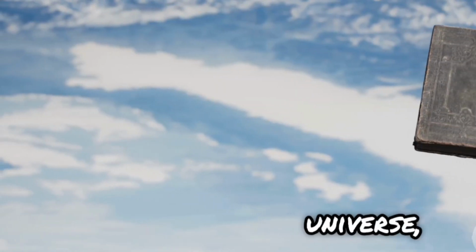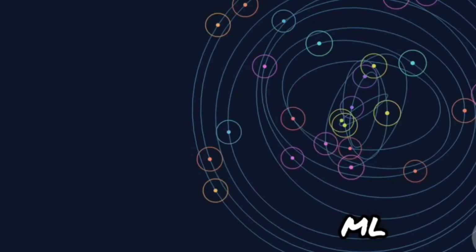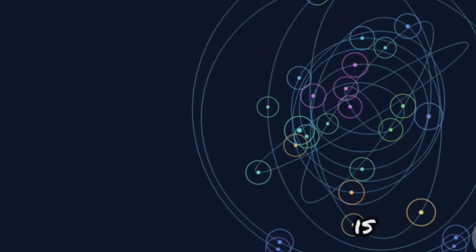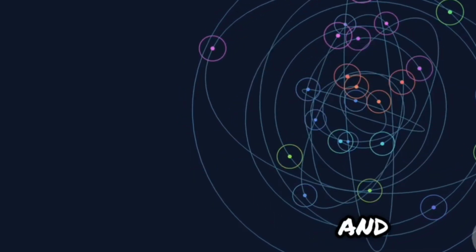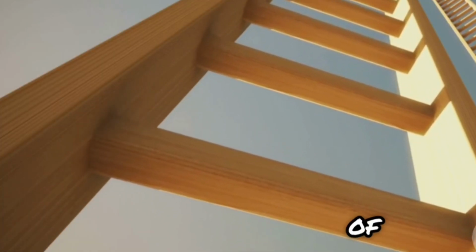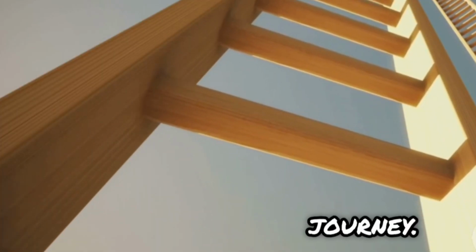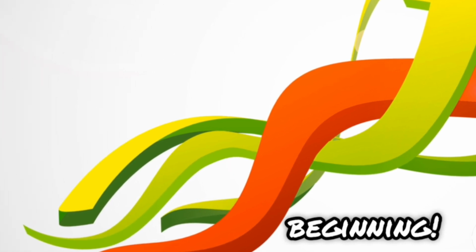Just like in the universe, planets and cities on planets are connected to each other. Similarly, ML is inside AI, DL is inside ML, and Gen AI is inside DL. They all rely on and power each other. Understanding this order is the first step to understanding the world of AI. You're not alone on this journey. Let's move forward and look at the categories of AI. This is just the beginning.